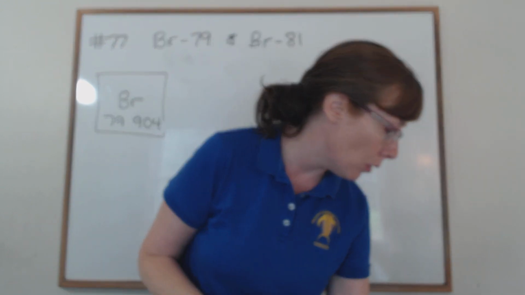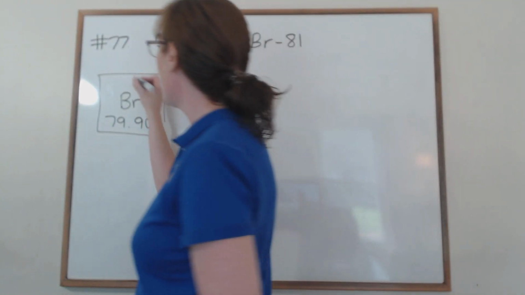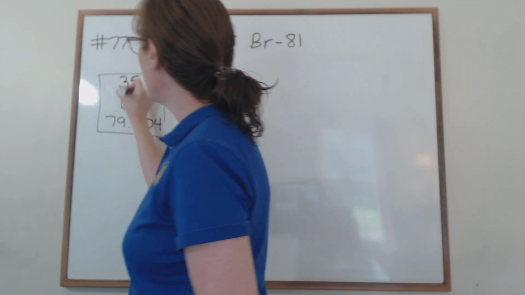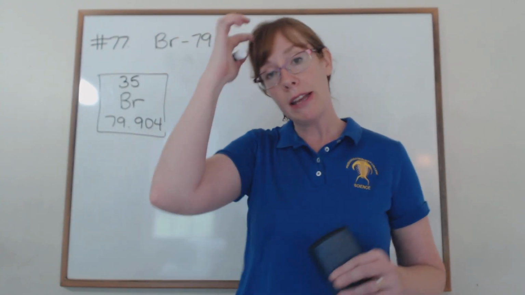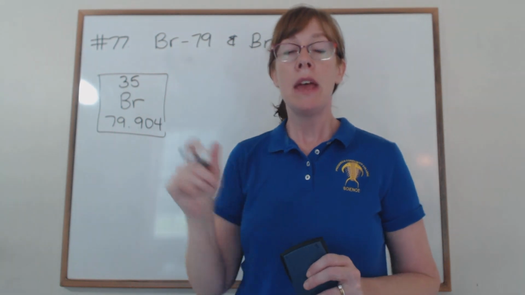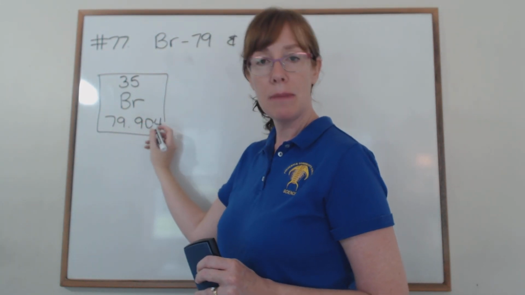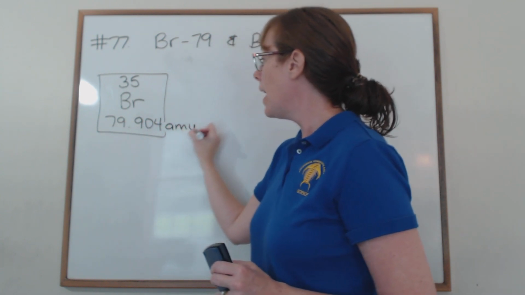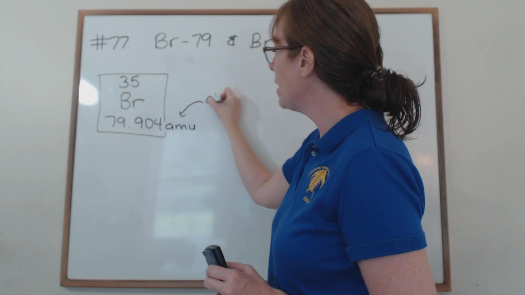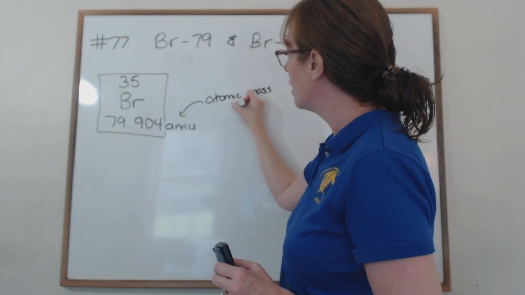So right here I just have bromine. The top number, I'm grabbing it from the periodic table, is 35. And as we learned in the last video, that is the number of protons. This is the mass of a typical bromine atom. Now, when you think of it as atomic mass, this is the number of AMUs, AMUs being the number of atomic mass units.